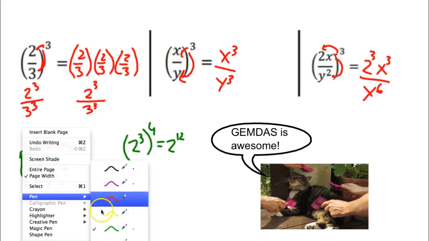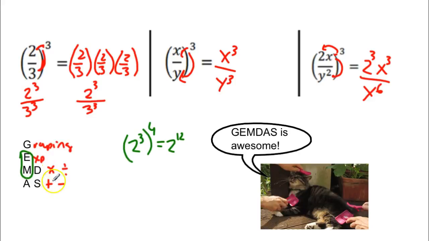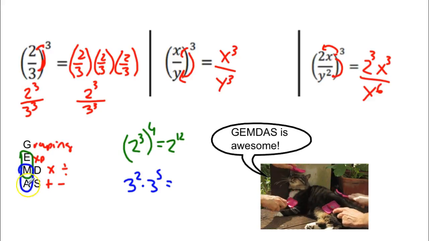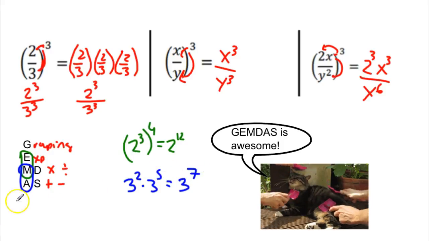All right, let me change my color, do another one. So what if I had this? If I had 3 to the second power times 3 to the fifth power. All right, what do I do with that? Well, this is being multiplied, so I find multiply. I go below it, and it's add. So I need to add those together. So that's 3, 2 plus 5 is 7.